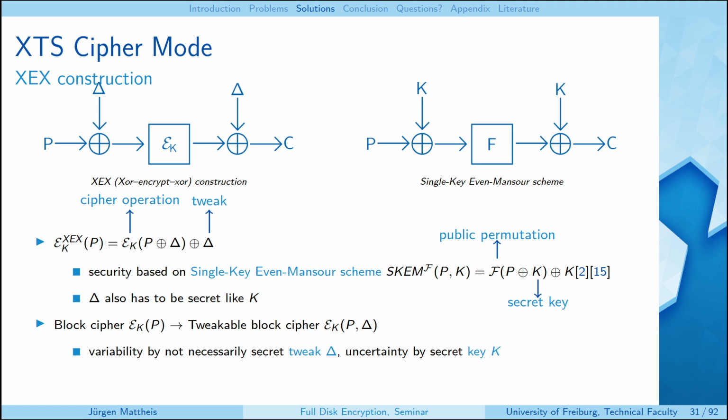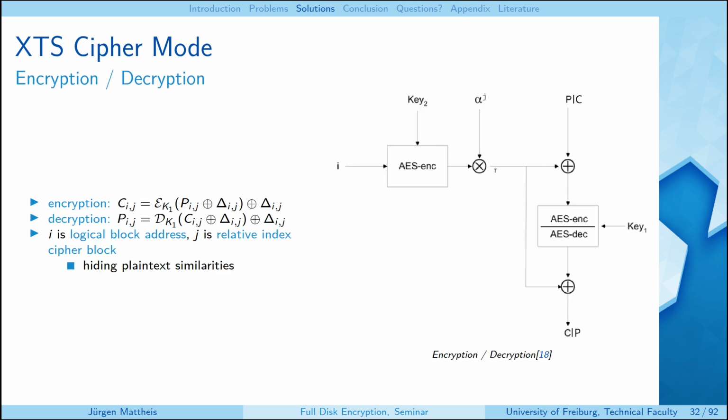And this XEX construction is basically used to turn a block cipher into a tweakable block cipher, which has a tweak parameter delta. The tweak is basically there to add variability to the applications of the cipher, and the key is there to add uncertainty to applications of the cipher. The tweak doesn't necessarily have to be secret like the key, but because of the Even-Mansour scheme, it actually has to be secret.